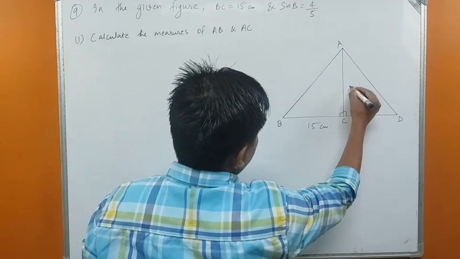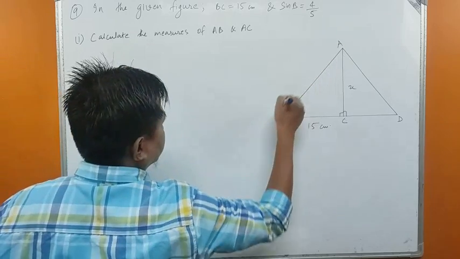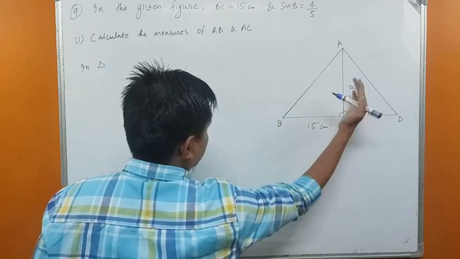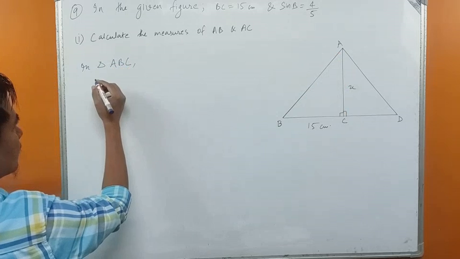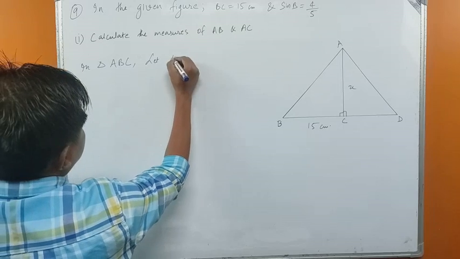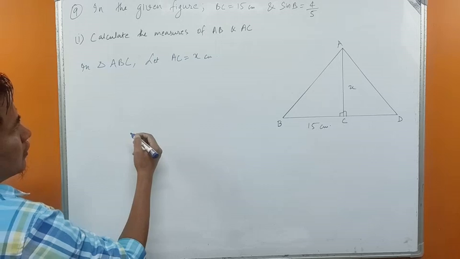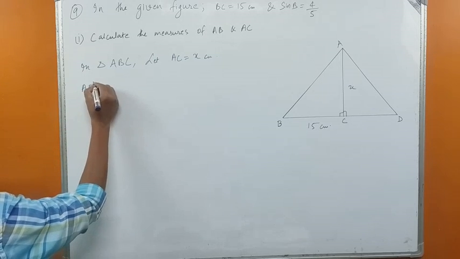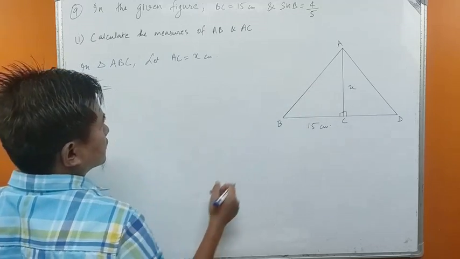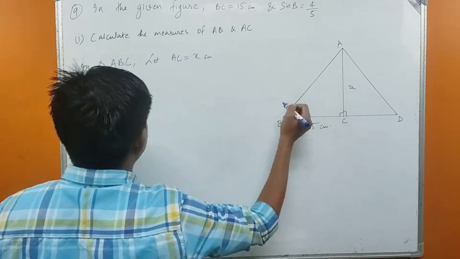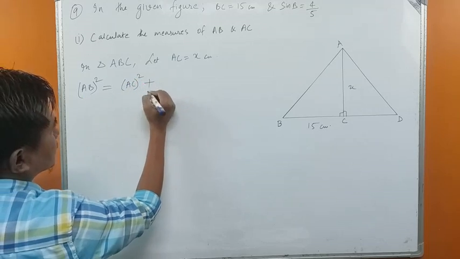Let us suppose the length of AC as X. In triangle ABC, let AC equal X centimeter. Now, applying Pythagoras theorem, AB square equals perpendicular square plus base square. AB is the hypotenuse, because this is 90 degrees, and opposite to 90 degrees is AB. So hypotenuse square equals AC square plus BC square.